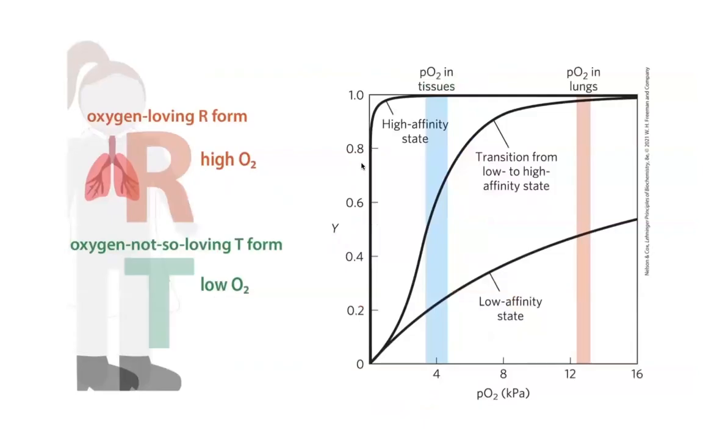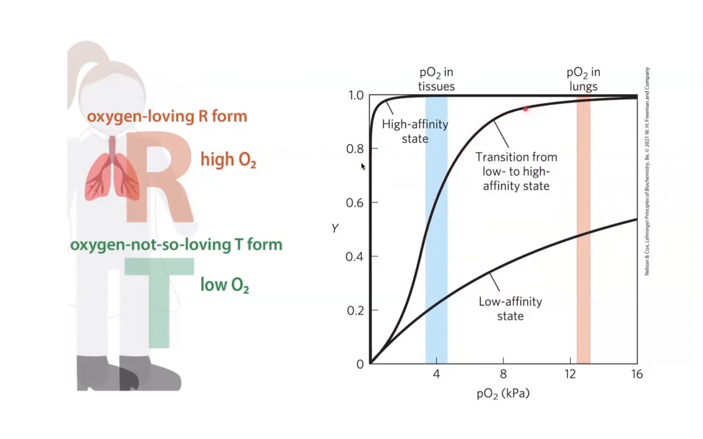As a result, in your lungs, where there's lots of oxygen, you're going to be in that R form. And then in your toes, you're going to be in that T form. So remember that if you have no oxygen, and then a little oxygen binds, that's going to increase the binding affinity for further oxygen. So you're going to quickly saturate. Then when you're in your lungs, you're going to stay at that very high percentage.